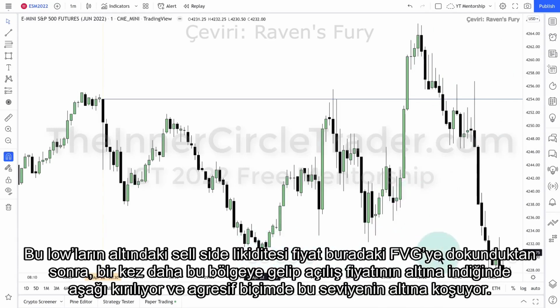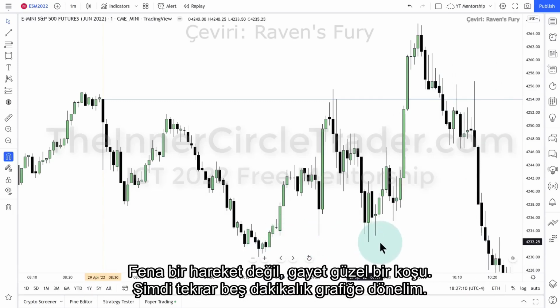The sell side below these lows in here, after it hits the fair value gap here, and then one more time into it, above the opening price, it breaks lower and aggressively runs below here. So not a bad little run there.